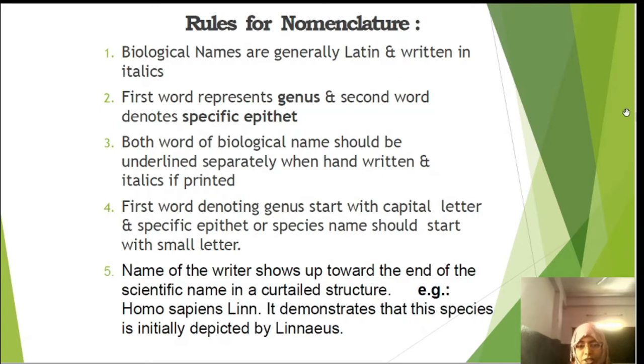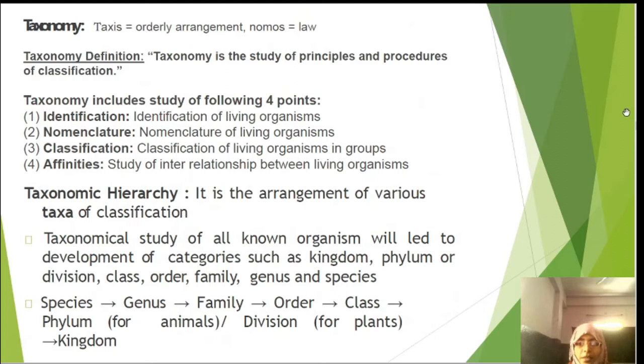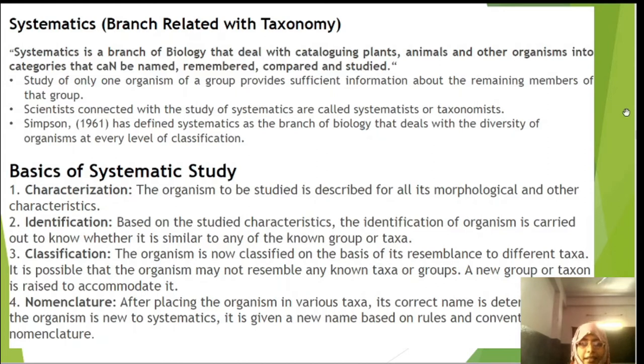Next, rules of nomenclature. There are two names, the genus name and the specific name. The genus name should be written with a capital letter, whereas the specific name should be written in small letters. If it is handwritten, it should be underlined. If it is printed, it should be in italics. Next, taxonomy. What is taxonomy? It is the study of principles and procedures of classification. Next, systematics. It is a branch of biology which catalogs plants, animals and other organisms into categories based on name, identification, characterization and nomenclature.